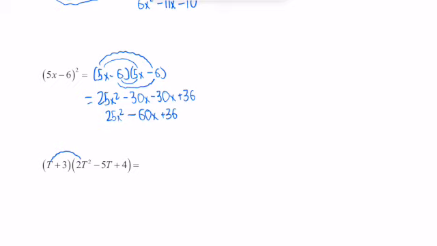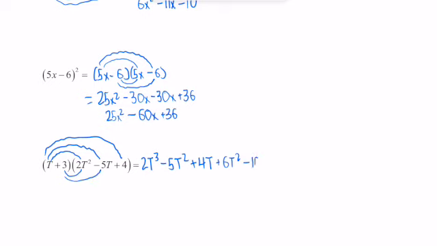T times 2t squared, we have 2t to the third. T times minus 5t, we have minus 5t squared. T times 4, we have plus 4t. Next, we distribute the 3 to the next parentheses. 3 times 2t squared, we have plus 6t squared. 3 times minus 5t, we have minus 15t. And 3 times 4, we have plus 12.